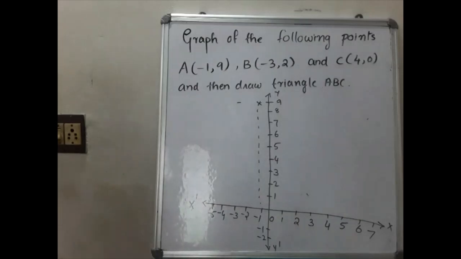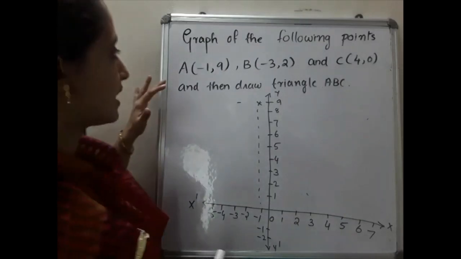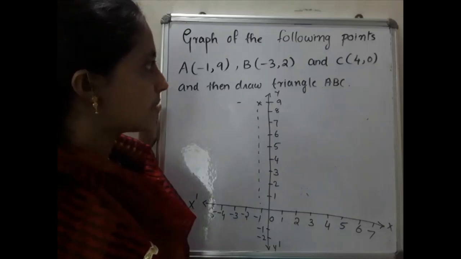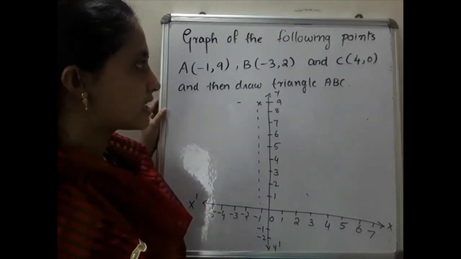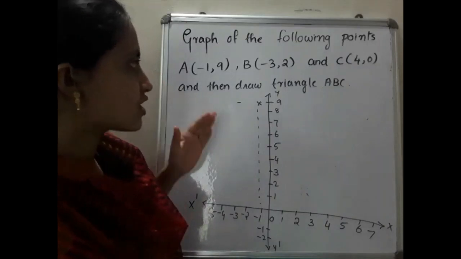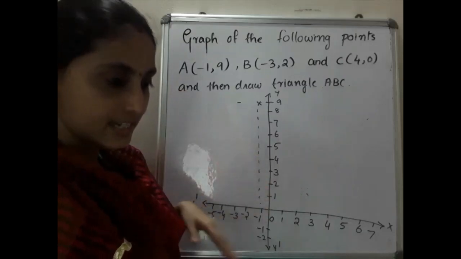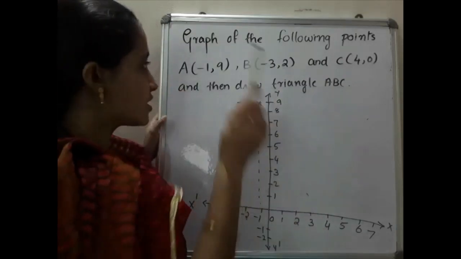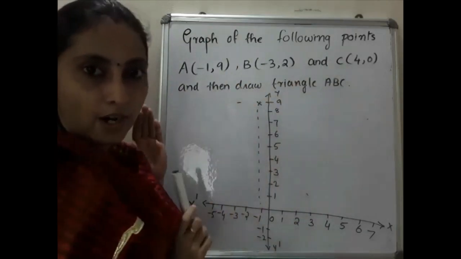Graph of the following points: A (-1, 9), B (-3, 2) and C (4, 0), and then draw triangle ABC. That is our question. So what you have to do is plot these 3 points first.